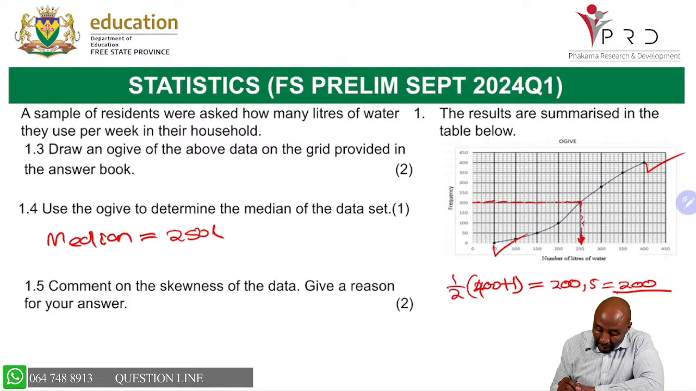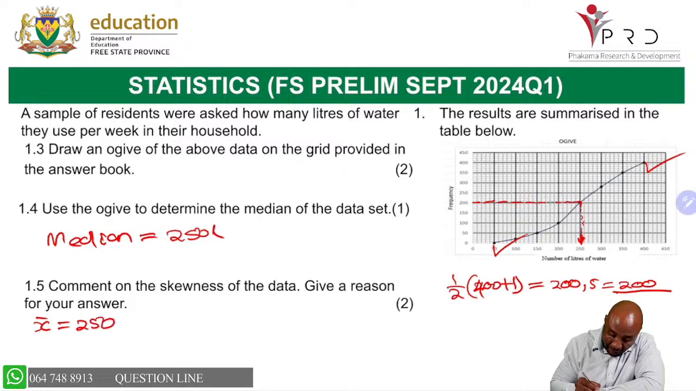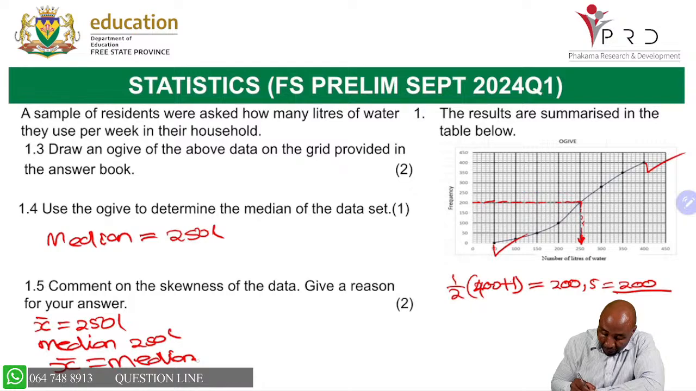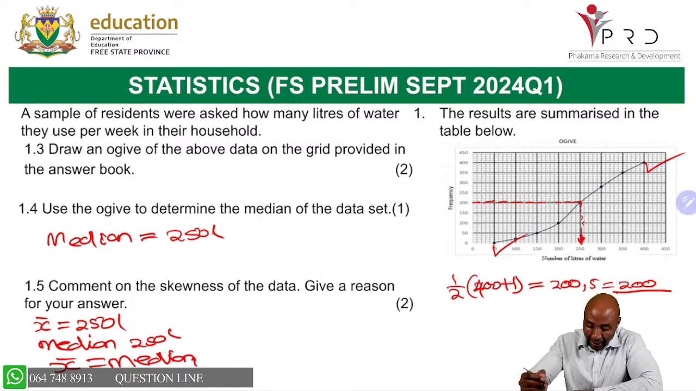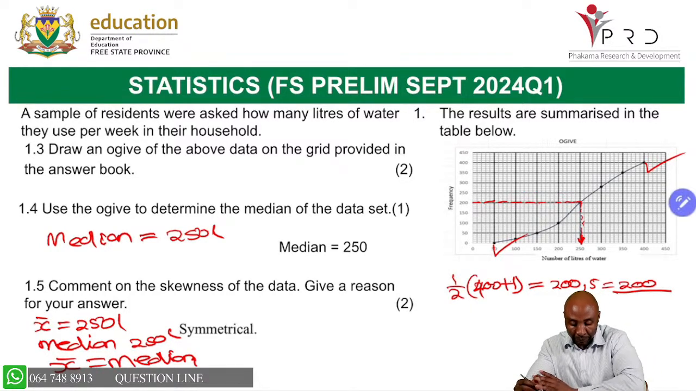To comment and give a reason, remember we said for us to comment correctly on the skewness, we use the mean and the median. If you check, we calculated our estimated mean, we found 250 liters. Our median is also 250 liters. So in other words, our X bar is equal to the median. Therefore, we can conclude that this is symmetrical.